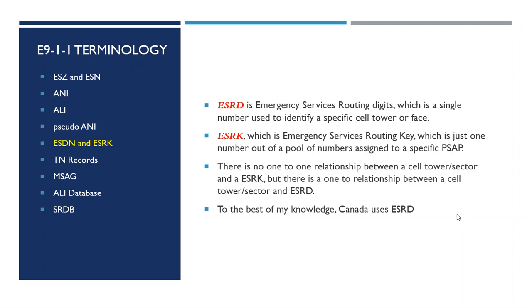For example, a PSAP like Calgary or Edmonton will have a pool of numbers associated with it, and there is no one-to-one relationship between the cell tower and the ESRK, the telephone number. So it's just a pool, and randomly it will get assigned for a specific time. There is no permanent assignment. Whereas in the ESRD, there's a permanent one-to-one relationship between a cell tower or sector and the ESRD. To the best of my knowledge, at least in the TELUS territory, Canada uses only the ESRD and they do not use ESRK.